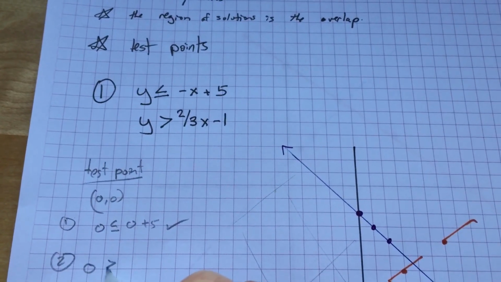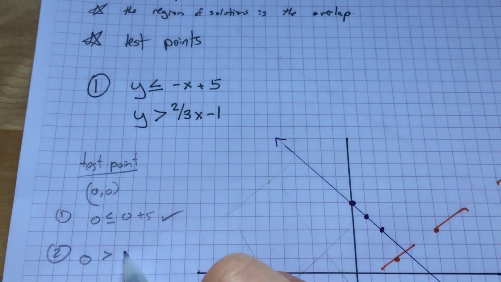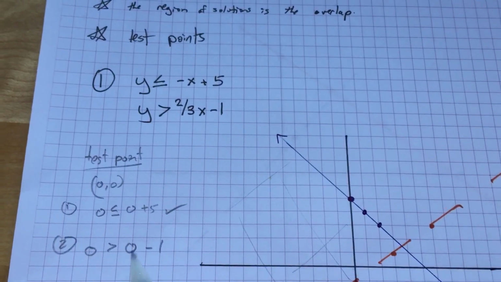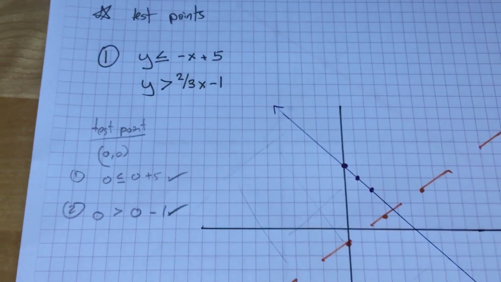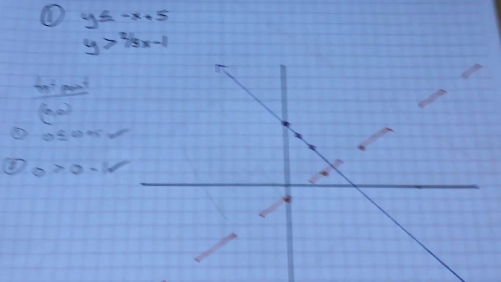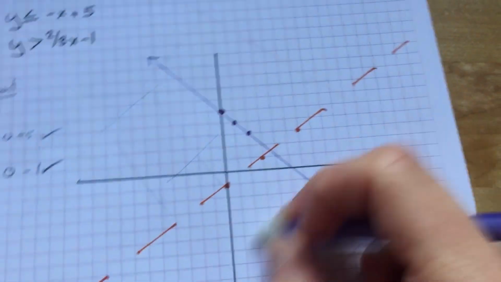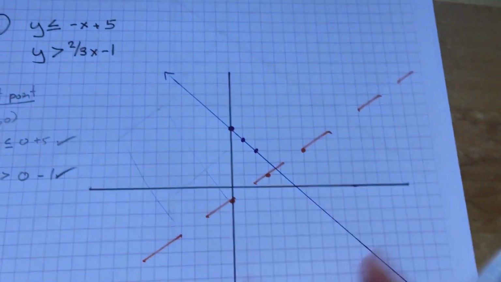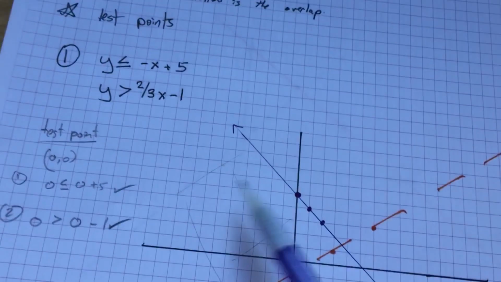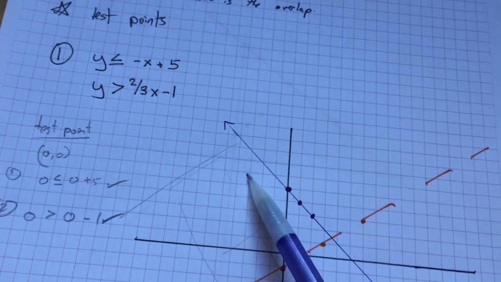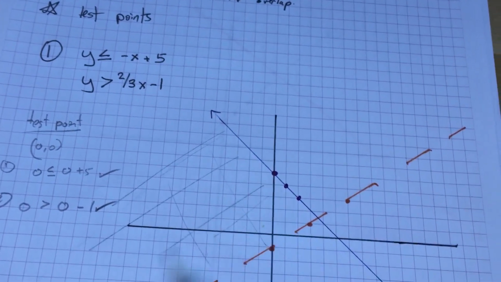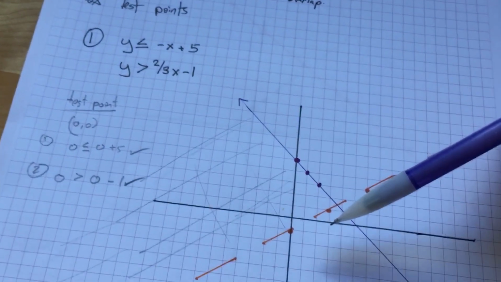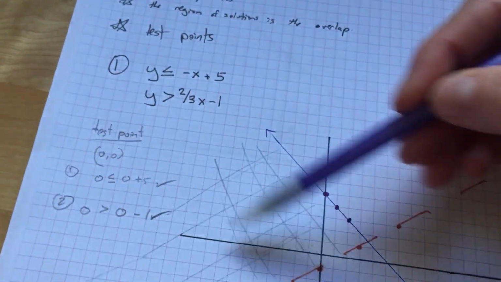So 0 is less than 0 times 2/3, which is 0. Sorry, 0 is greater than, I should say. Is 0 greater than negative 1? That is correct. So I know that I can go ahead and I can erase these random lines that I drew over here because they are not part of my situation. So I know that below my blue would have been over here, and we want to include everything over here, and then above my orange would have been here.